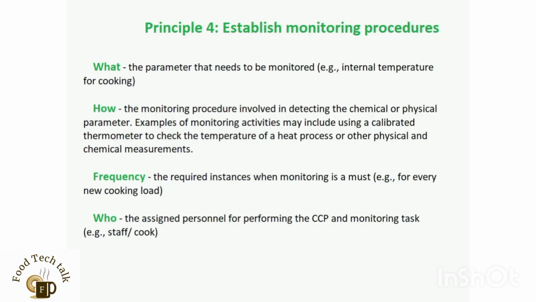The fourth principle is establish monitoring procedures. What are the parameters that need to be monitored, for example internal temperature for cooking, and how the monitoring procedure is involved in detecting the chemical or physical parameter. Examples of monitoring activities may include using a calibrated thermometer to check the temperature of a heat process or other physical and chemical measurements.